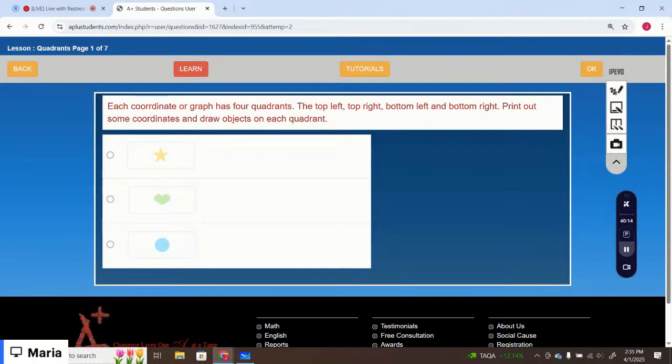Each coordinate graph has 4 quadrants: the top left, the top right, bottom left, bottom right. Print out some coordinates and draw on each quadrant. Okay, leave it, we can't.